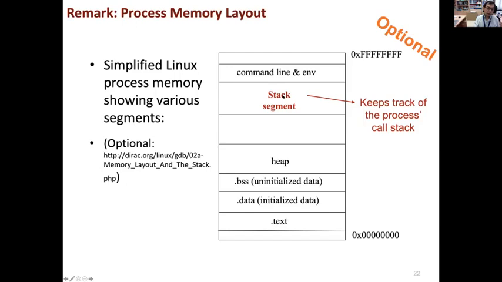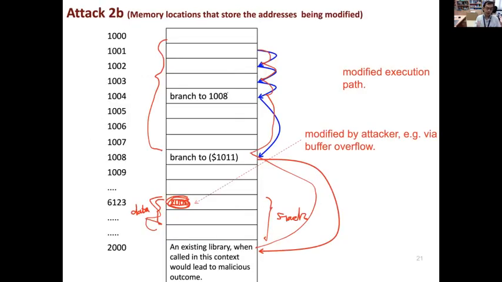So now we have demonstrated. We have talked about the program counter, we have talked about the call stacks, and we demonstrated how small modifications of memory locations can lead to compromise of control flow integrity, or execution integrity.